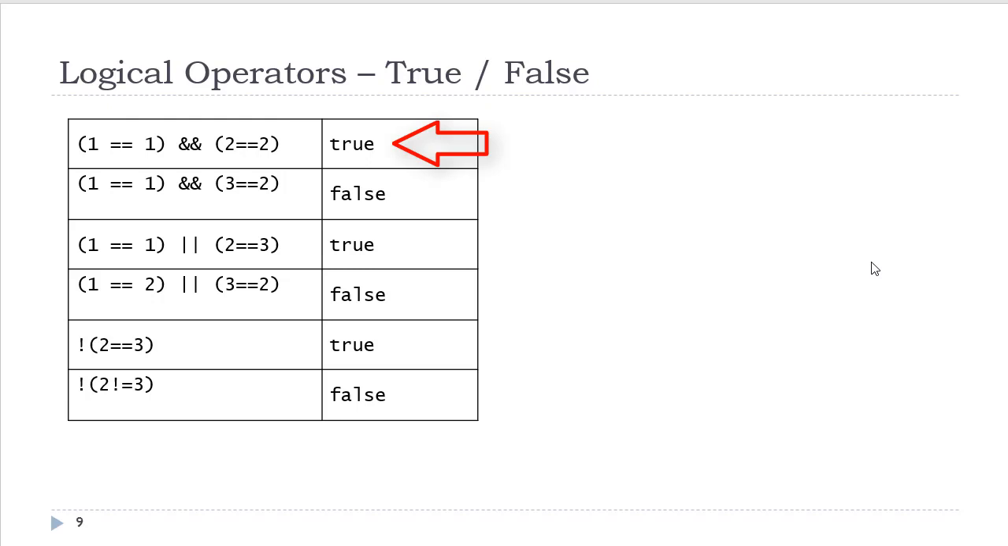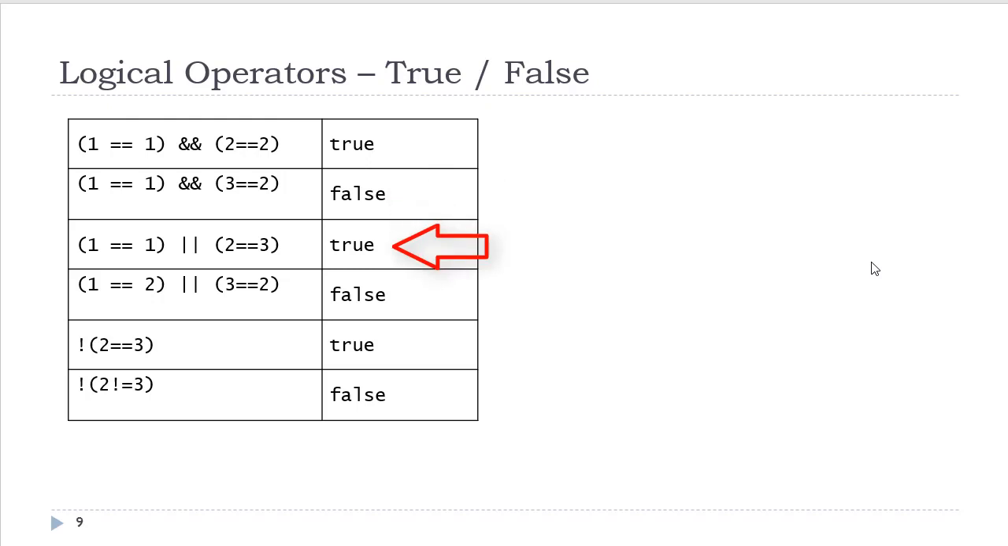And you could have 3 or more conditions being evaluated at the same time. Okay, the second example here. 1 equals 1 and 3 equals 2. The condition on the left is true. The condition on the right is not true. Therefore, this condition returns false because they both have to be true.